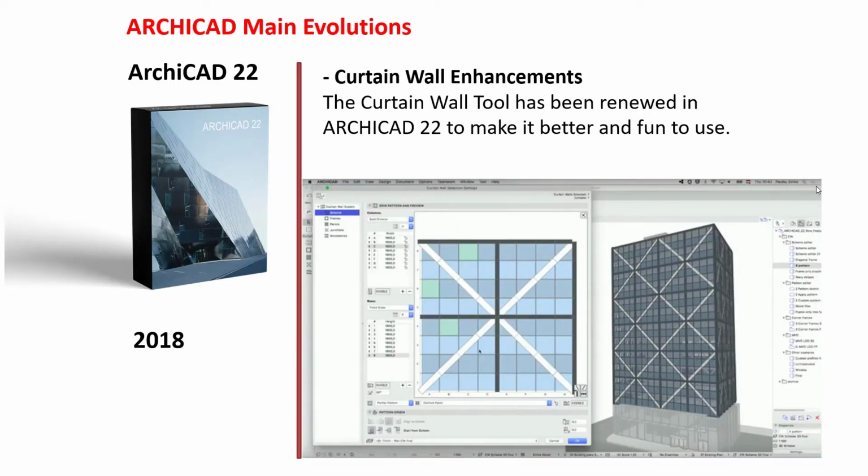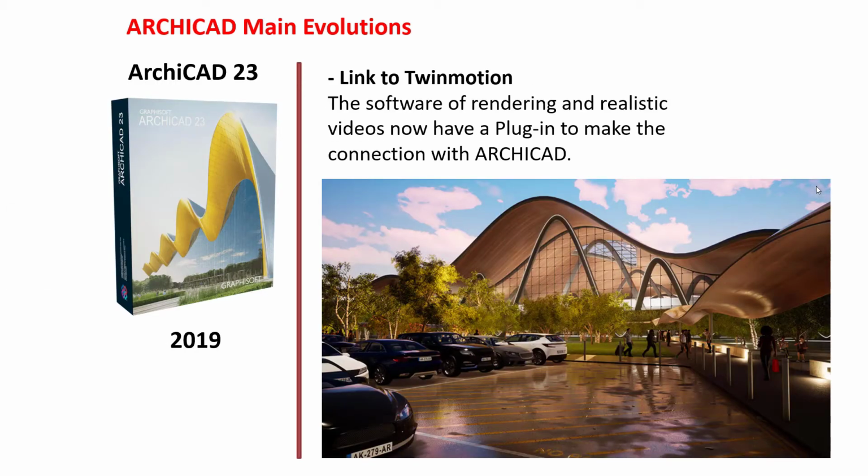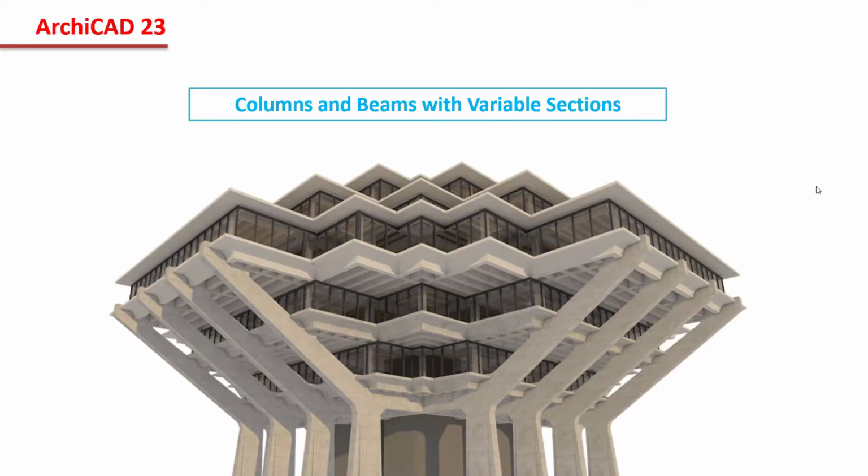In Archicad 22, the curtain wall tool has been renewed to make it better and fun to use. And now, in Archicad 23, we have the direct link to Twinmotion, which is software for 3D real-time rendering, used to produce animation videos, virtual reality, and panoramas. But not only this, we have other news in Archicad 23.